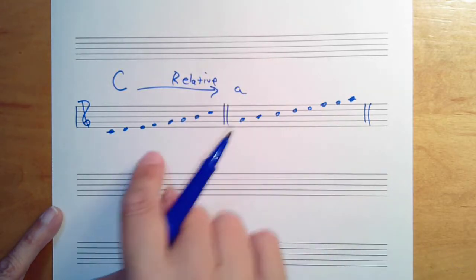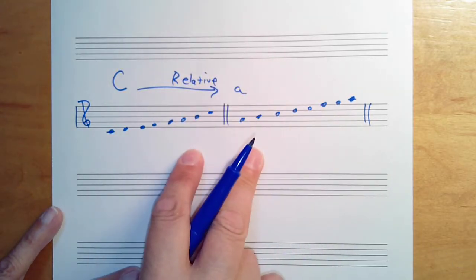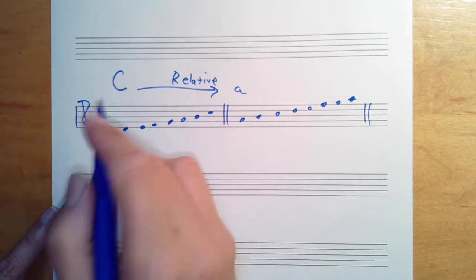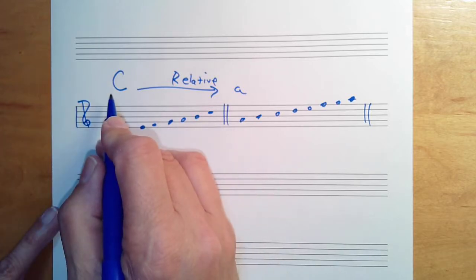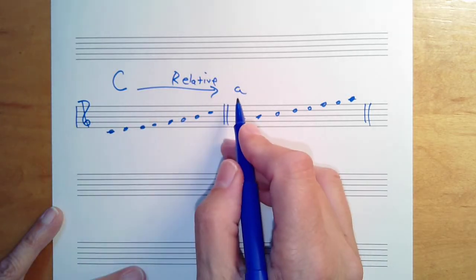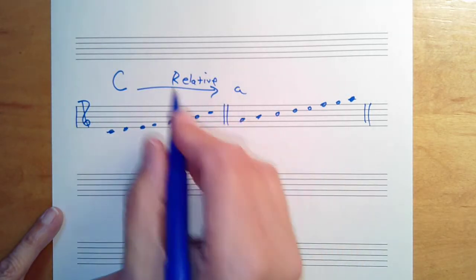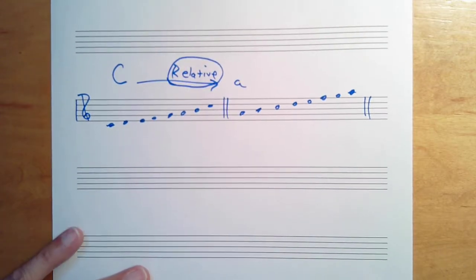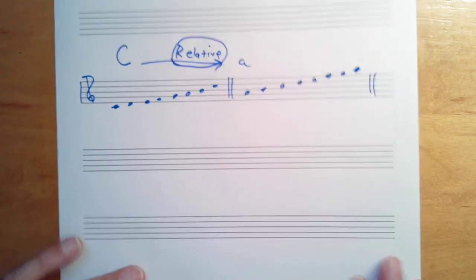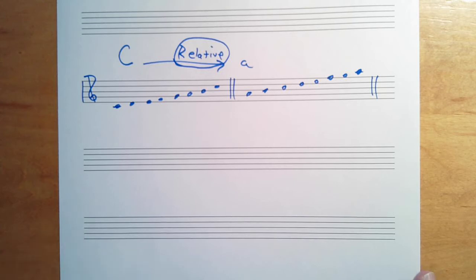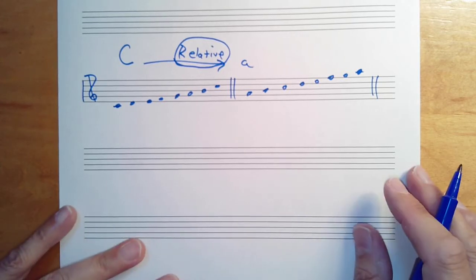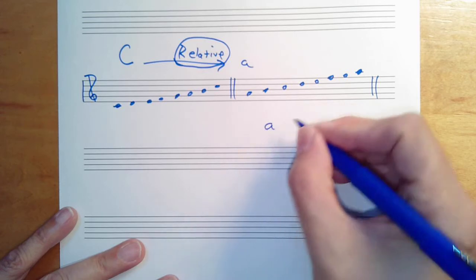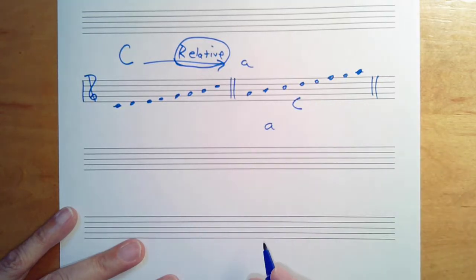Relative means there are two keys, two scales, that share the same key signature. So C major has the key signature of 0, A minor has the key signature of 0. Therefore, these are relative. For every major key, there is a single minor key that gives us the same key signature. So let's look at the relationship between A, which is our minor, and C.